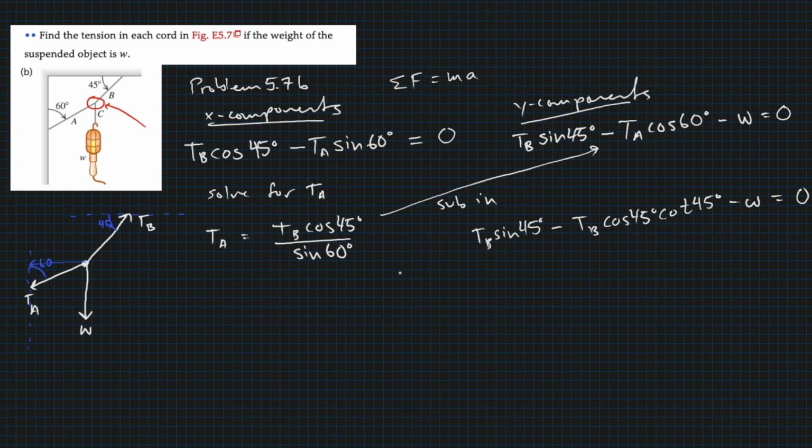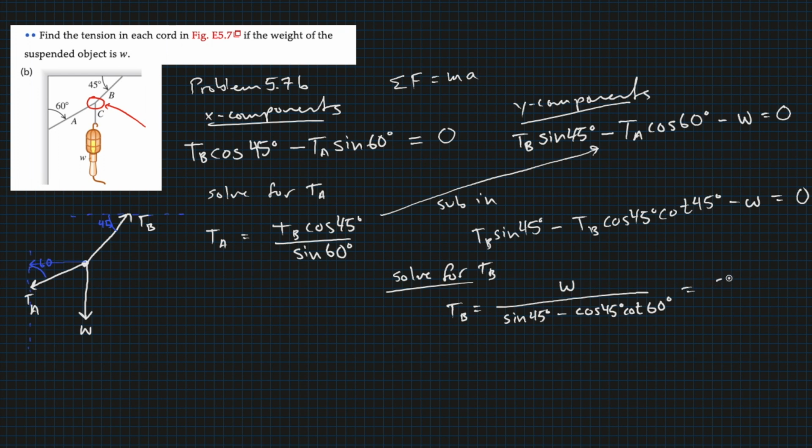Next step, just solve for tension B. So we're getting our one variable out of this equation, actually getting a value for it. So again, I'm going to skip all the algebra here. Just trust me or check on your own that this does in fact happen. If we isolate out tension B, I got sine of 45 degrees minus cosine of 45 degrees cotangent of 60 degrees in the denominator, all of that underneath W, and this comes out to a value of 3.3 W.